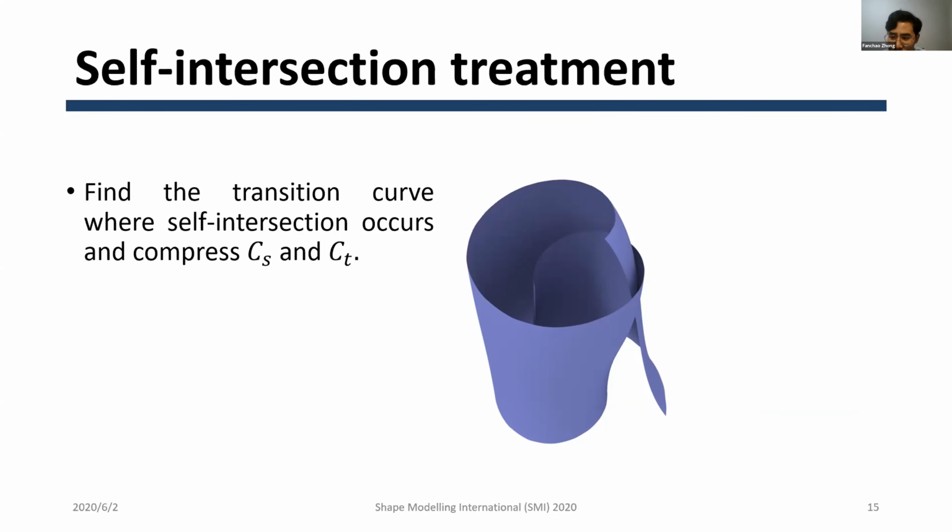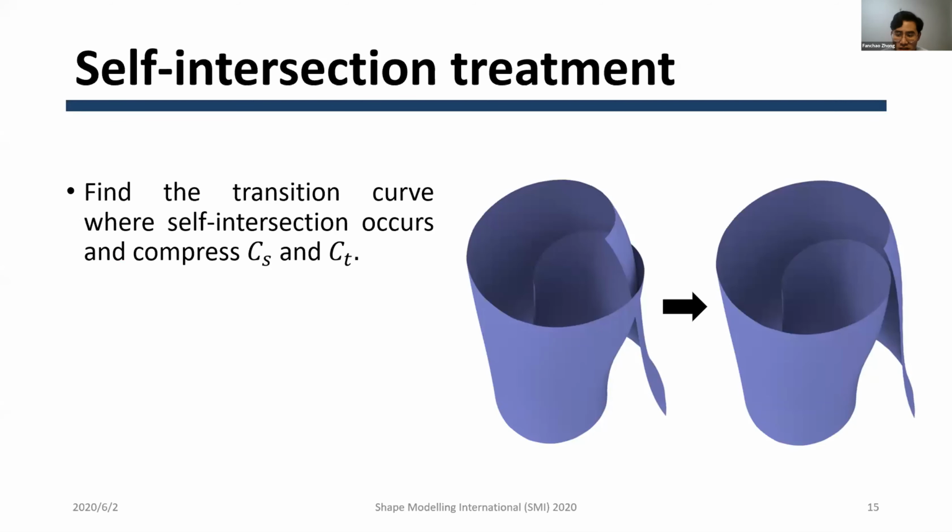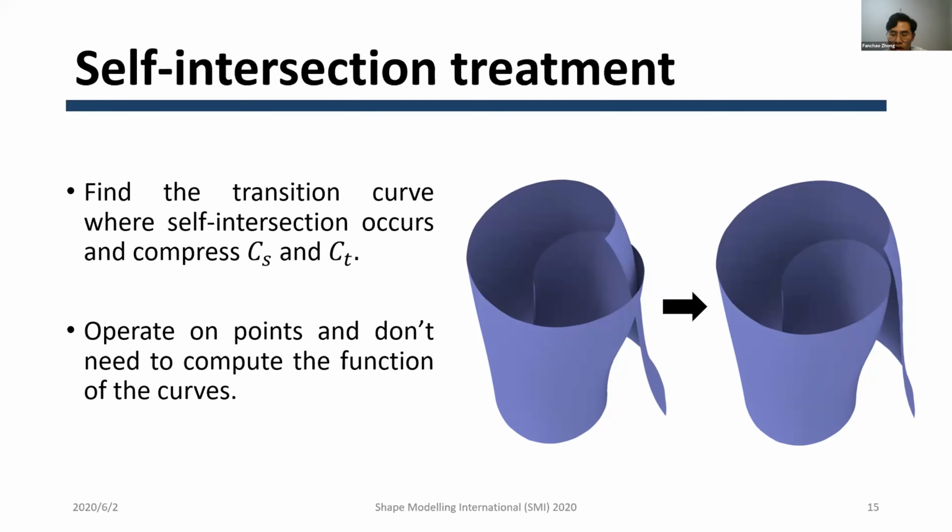We traverse any 2 points on phi, and if the straight line connecting them is close to the center point O, we apply a further check on their transition curves. If the distance between two intermediate points on the transition curves is approximately 0, the sweeping surface is self-intersected. Then we compress CS and CT to eliminate the self-intersection. By the way, we operate on points and don't need to compute the function of the curves.